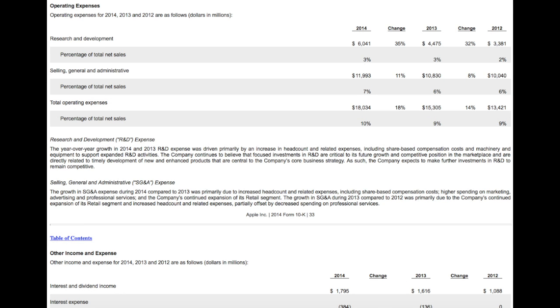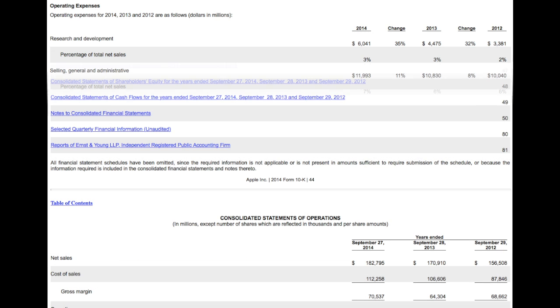Next, we see some information about the operating expenses of the company. Apple has broken it down into different sectors, including research and development, administrative, selling in general, and finally explained how much it impacted the overall net sales.